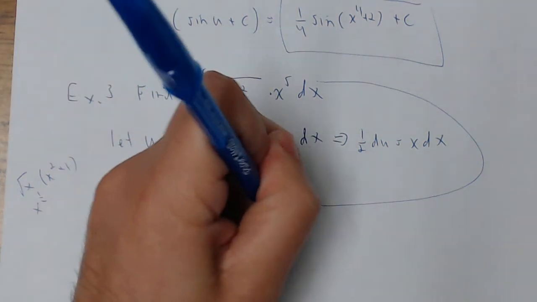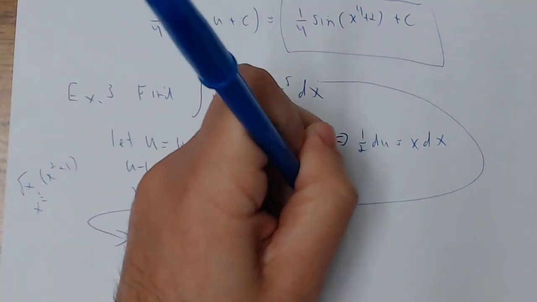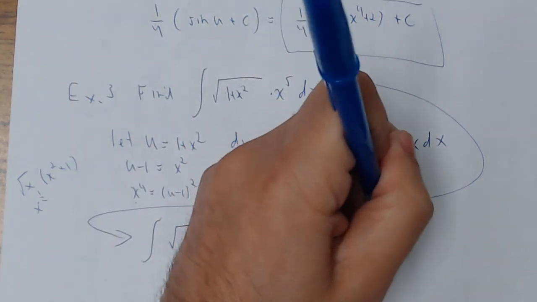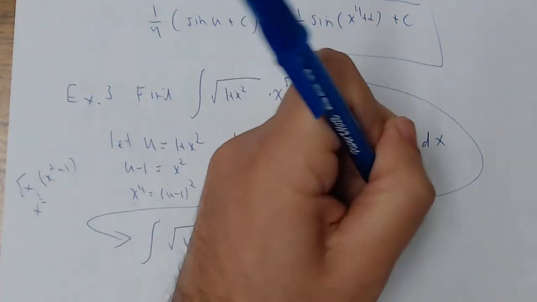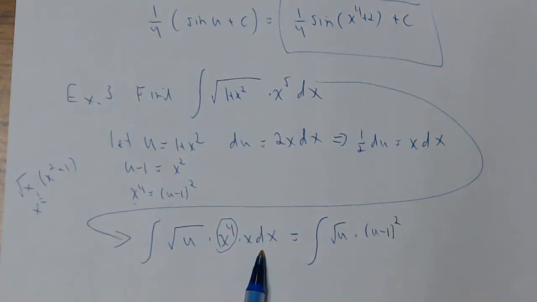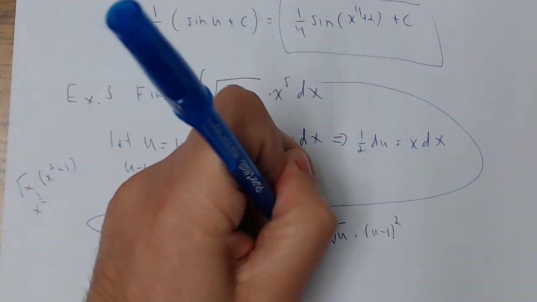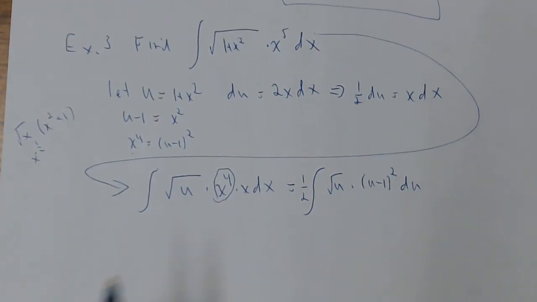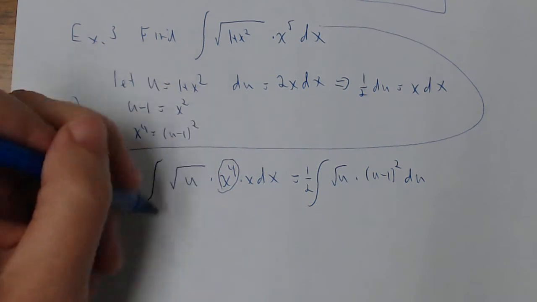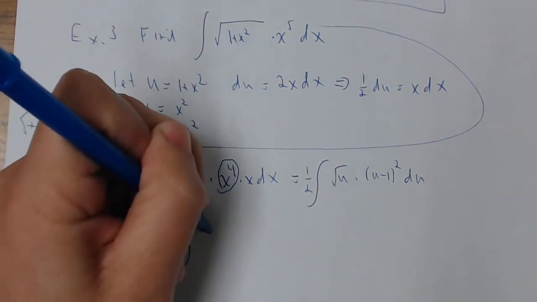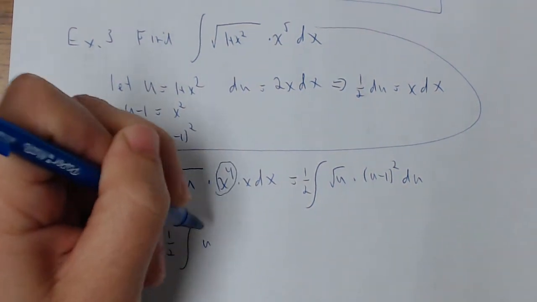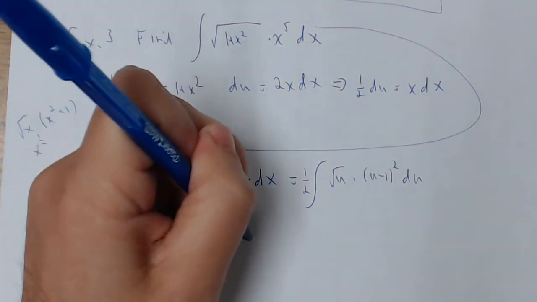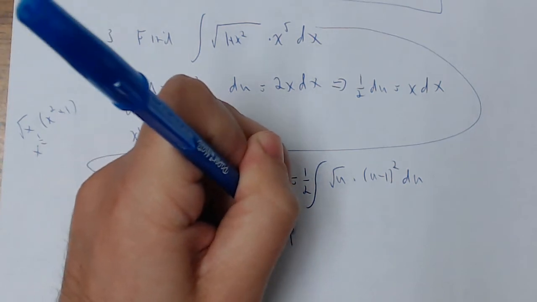So look at what happens to this. This becomes the integral of the square root of u times x to the 4th, which is u minus 1 quantity squared, and then that'll be what? 1/2, x dx is 1/2 du. So I'll put the 1/2 out front, du. From this point on, we could just start simplifying. This square root of u, I'm going to treat as u to the 1/2. So this will be 1/2 integral of u to the 1/2, and then u minus 1 squared is what? u squared minus 2u plus 1 du.